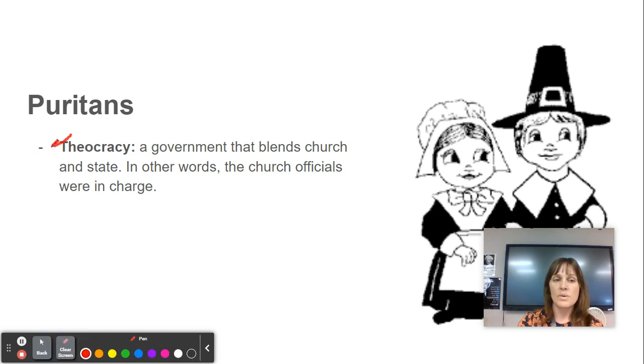Their government was what was called a theocracy. This is something I would probably write down in your notes. A theocracy is a government that blends church and state. In other words, the church officials, like the priests or the pastors or the preachers, ministers, they were in charge of stuff. So if you weren't living by the moral code of the church, if you broke church rules, then you could be put in jail, maybe, or something worse.